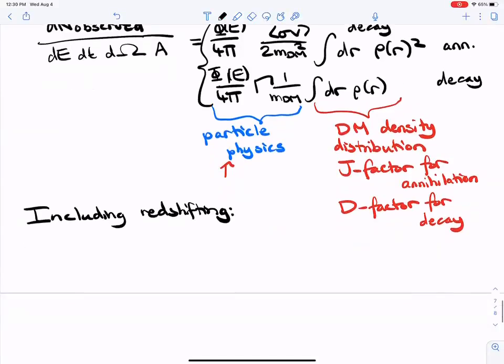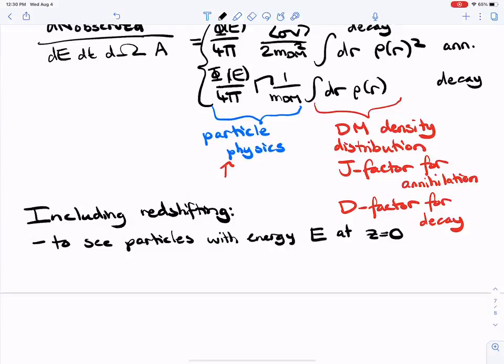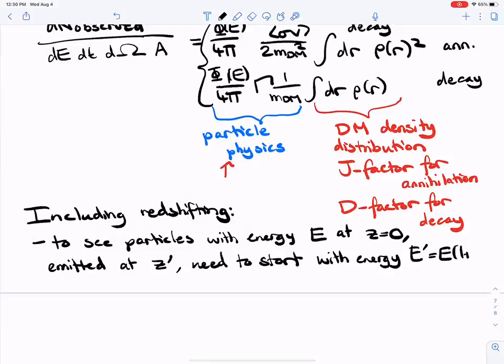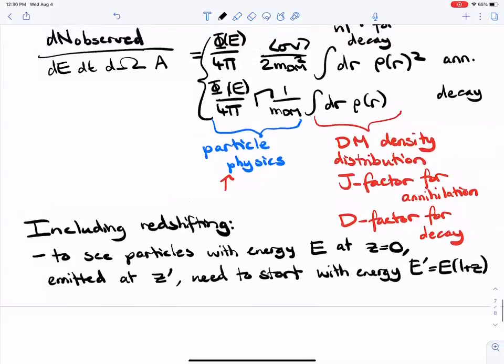So to include redshifting, there are a couple of things that we need to check. The first is, if I want to see particles with energy E at z equals 0, then that means if they were emitted at redshift z, those particles need to have started with energy E prime equals E times 1 plus z. Okay, so our phi of E flux here is actually going to be phi of E prime.